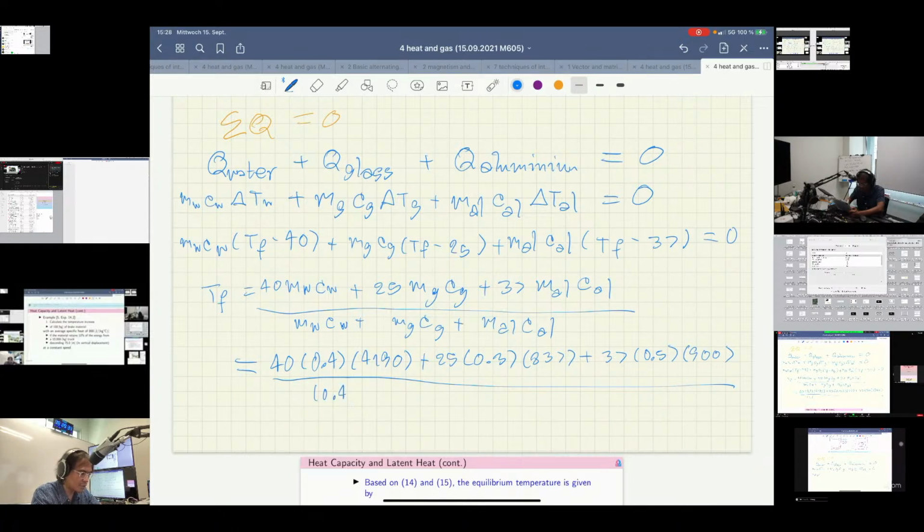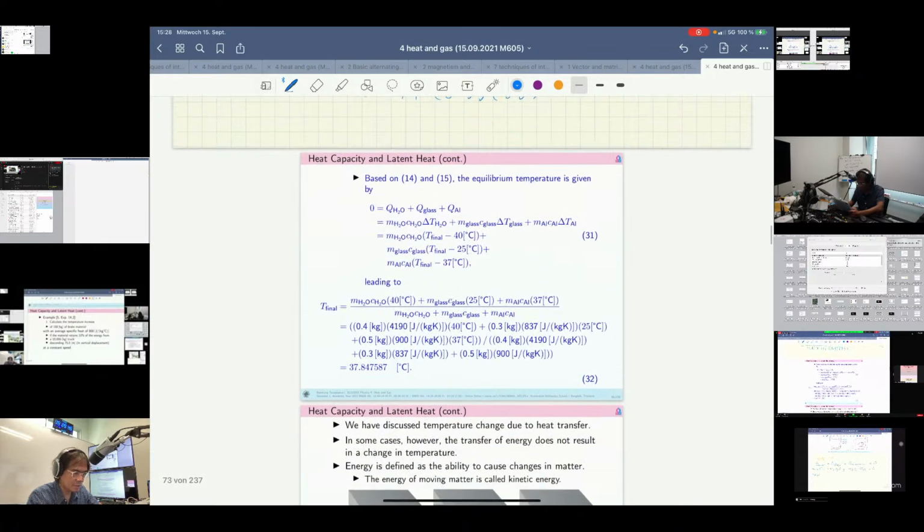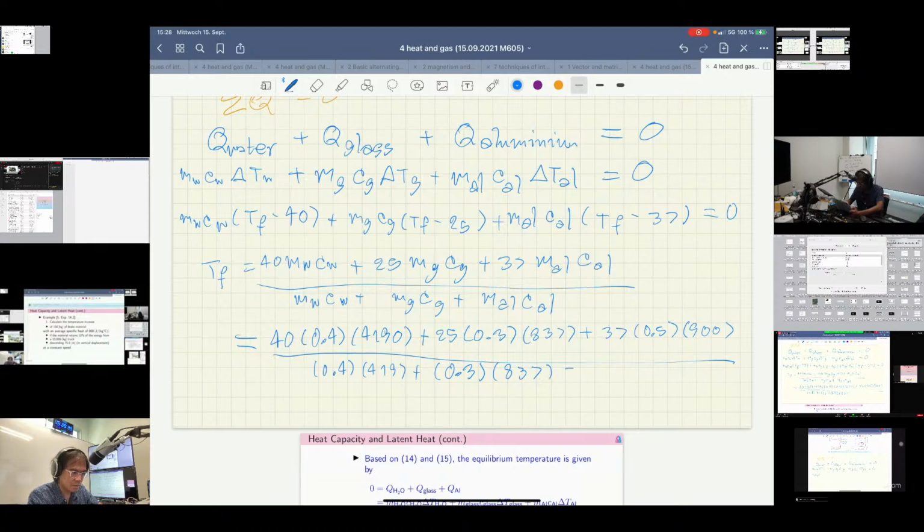0.4, right? The mass of water, specific heat of water, plus the mass of the glass, 0.3 kilogram, and specific heat is 837, right? Yes, and plus 0.5, right? Mass of the aluminum, and 900, which is the specific heat for the aluminum. We put it into the calculator again.